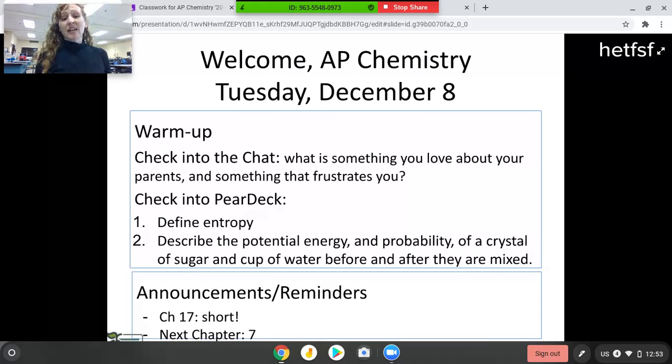Yeah, it's definitely going to be less ordered than the sugar crystal itself, right? So sugar as a solid versus sugar as an aqueous solution is going to increase in entropy, increase in disorder. So what about the water is kind of the process that I see you guys working through on Pear Deck.